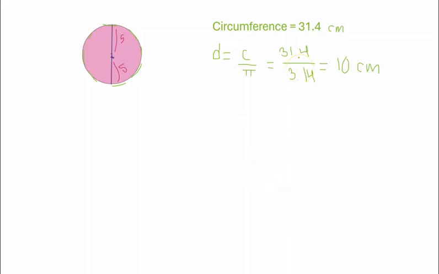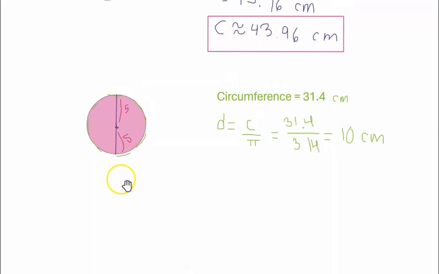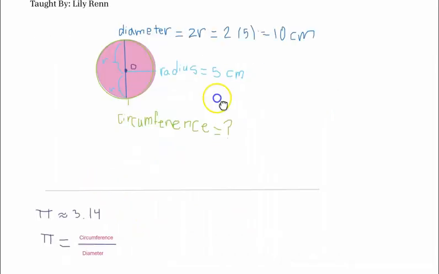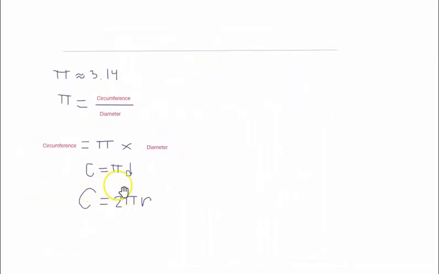So to sum it all up, we know that the radius goes from the center to the edge. The diameter goes across the whole circle. The circumference goes all the way around the circle. And pi helps us connect these all together using C equals pi d and C equals 2 pi r.